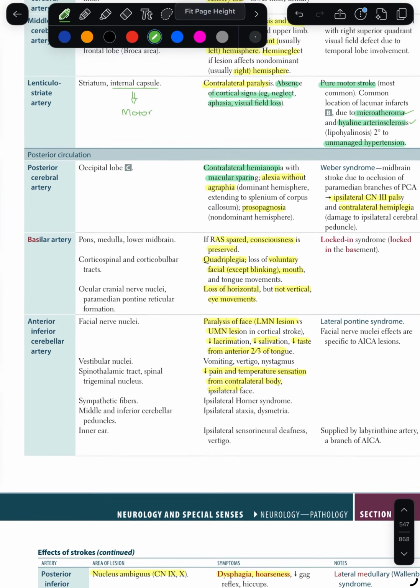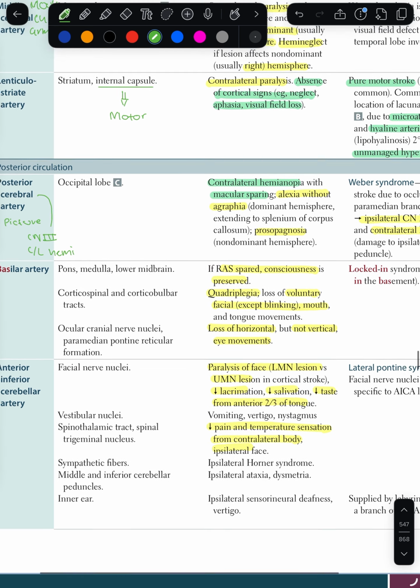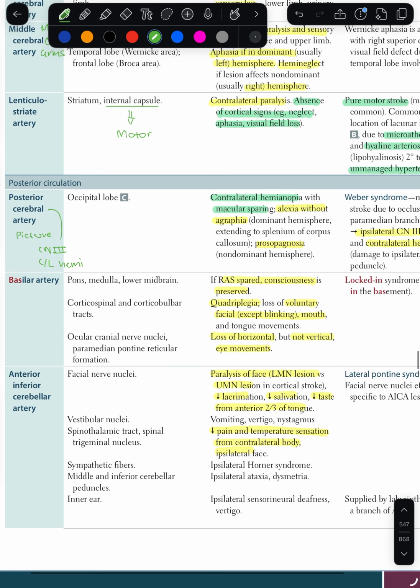So now coming to the posterior circulation, think of the posterior cerebral artery as pictured from the posterior, and remember cerebral for cranial nerve 3 or for contralateral hemiparesis. Now that's the way I like to remember it, because what it does is it leads to contralateral homonymous hemianopia with macular sparing, since it has a dual blood supply.